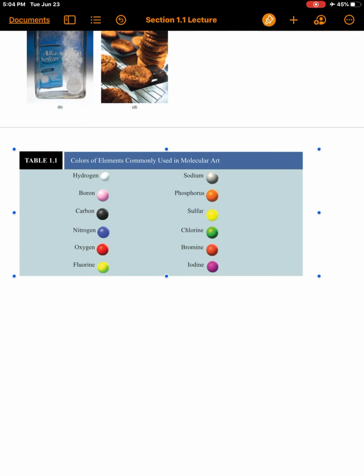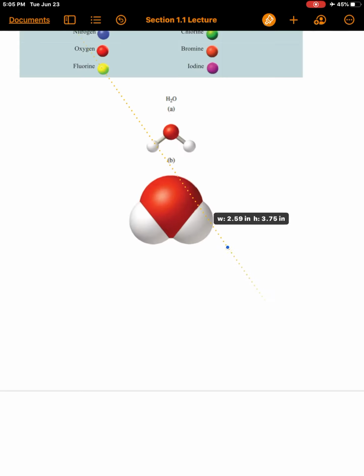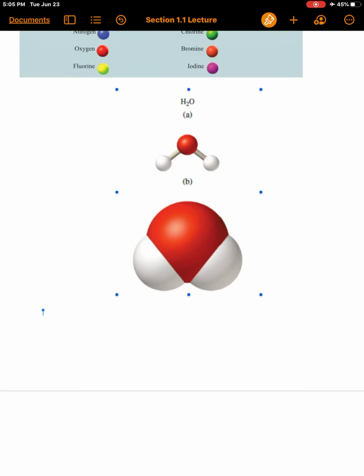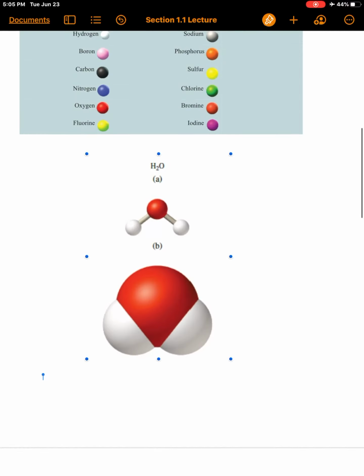So as you look at the figures in the textbook, you'll see these color codes. Here's an example, two examples actually, two ways of representing a molecule. This is H2O, or water. The oxygen is at the center, surrounded by two hydrogen atoms in a V shape. So the oxygen is red, the hydrogens are white.